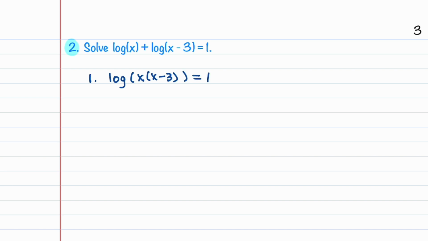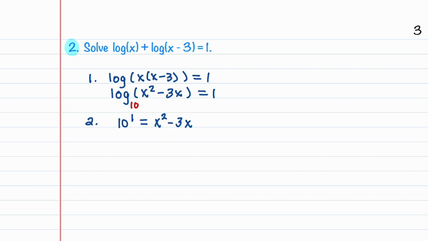Let's go ahead and multiply out what's inside the log. This gives us log of x squared minus 3x is equal to 1. Our second step is to write this logarithmic equation in exponential form. To do this, we have to remember that when we just have a logarithm log, it has a base of 10. To write this in exponential form then, we're going to take our base 10, raise it to the number on the right-hand side, which is 1, and set it equal to what's inside our logarithm.